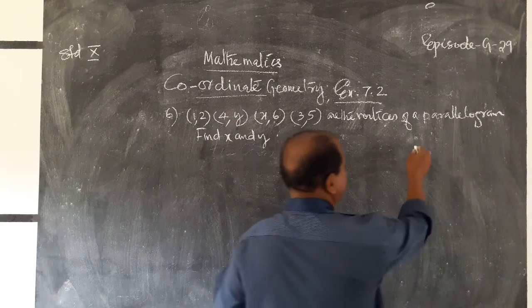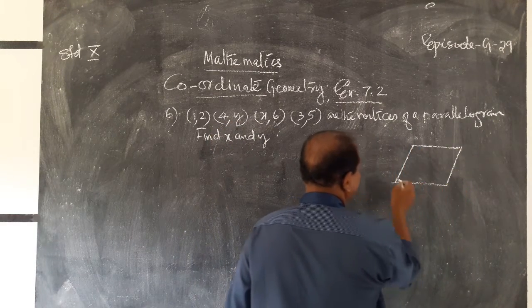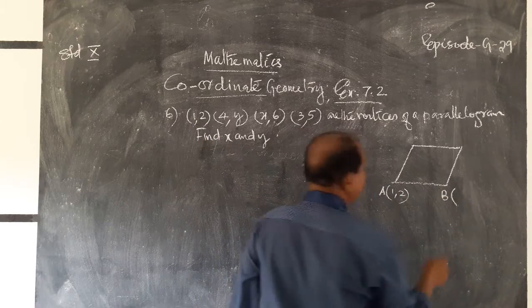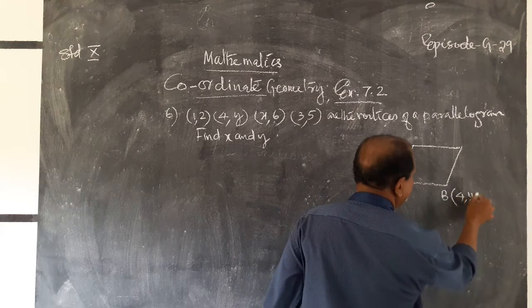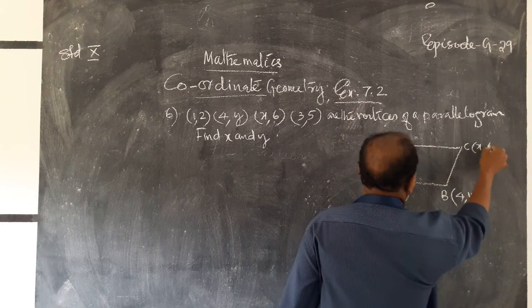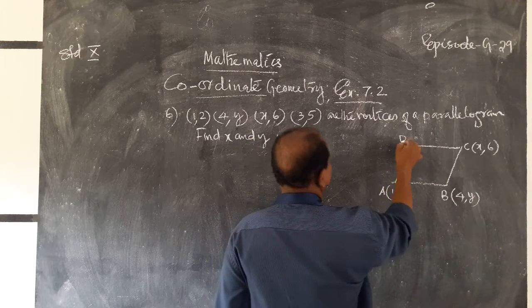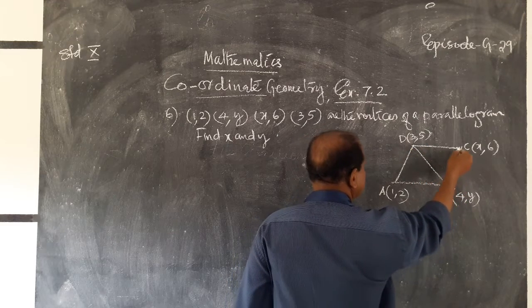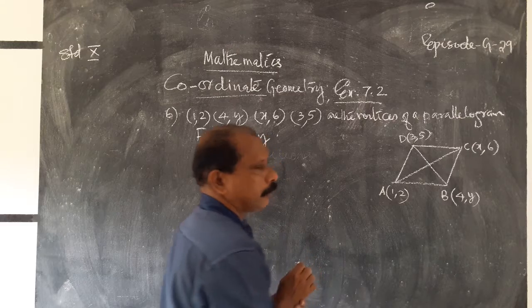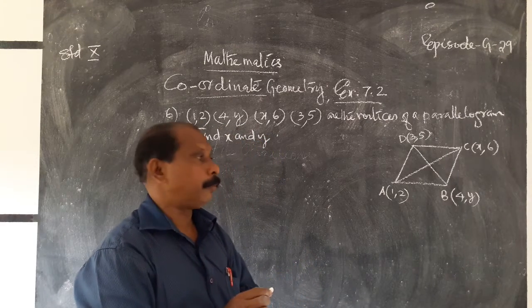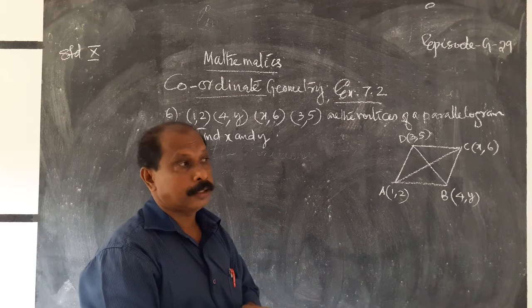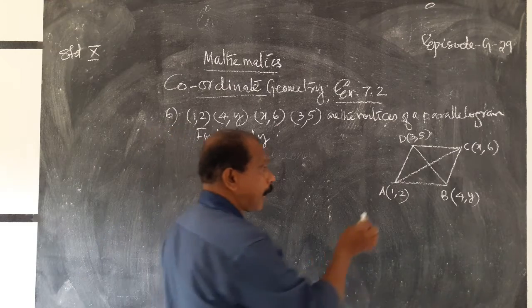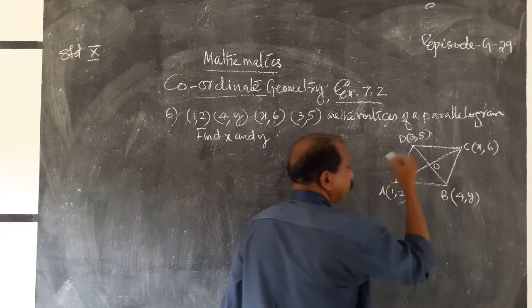For example, let us consider the rough figure of that parallelogram ABCD. A is (1, 2), B, the second point, is (4, y), C is the point (x, 6), and D is the point (3, 5). Let us consider the diagonals. Diagonals are not equal in measure. That means for a parallelogram, diagonals have different measures, but the diagonals intersect at the midpoint.